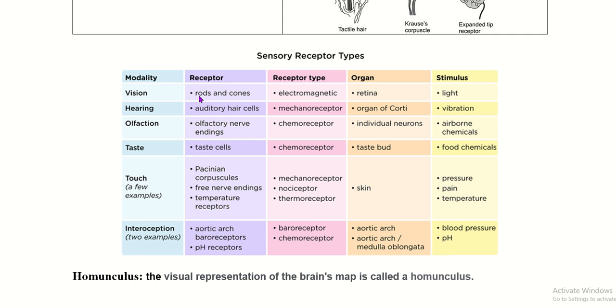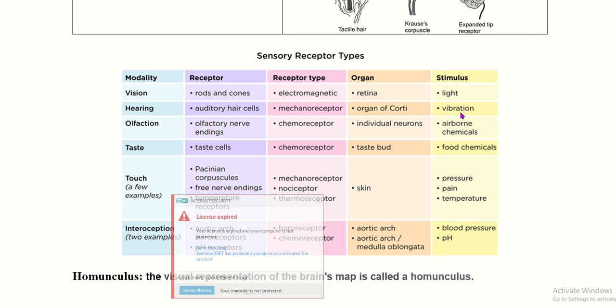The rod and cone cells are related to vision. They are electromagnetic receptors. They are situated within the retina, and they are stimulated by light. The auditory hair cell is a mechanoreceptor situated in the organ of Corti, which is situated in the cochlear part of the internal ear, and it is stimulated by vibration.